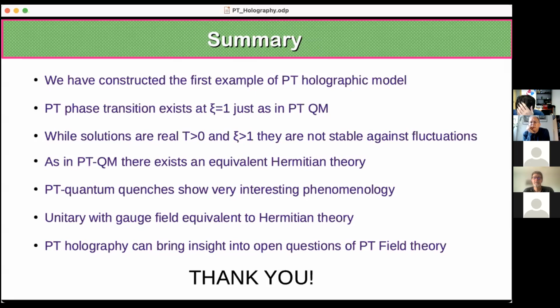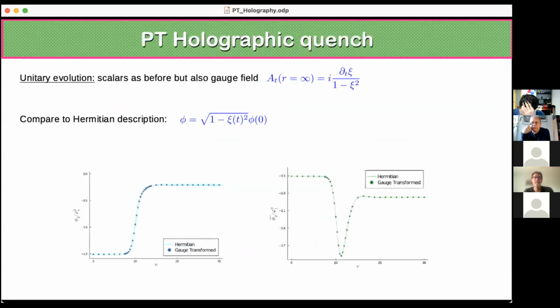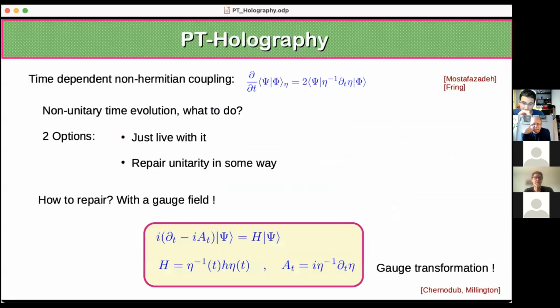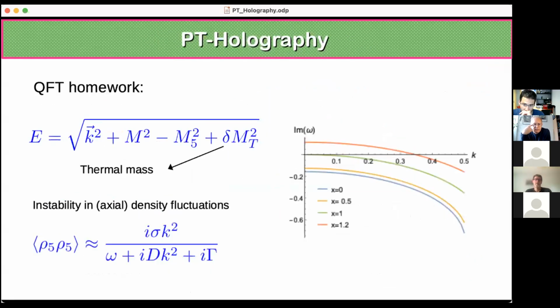Yeah, when you talked about this thermal mass, and then you said that instead you would expect to find an instability of the axial fluctuation. So you had in mind just a model with fermions and the one-loop correction. Exactly. So that's my prediction.